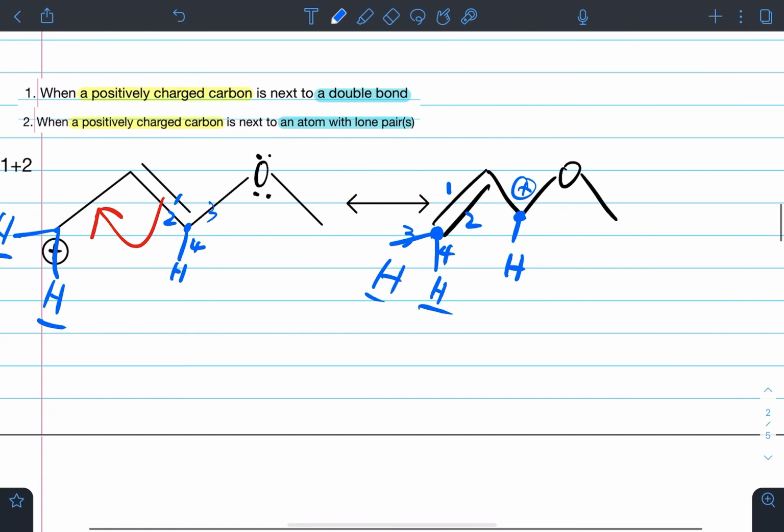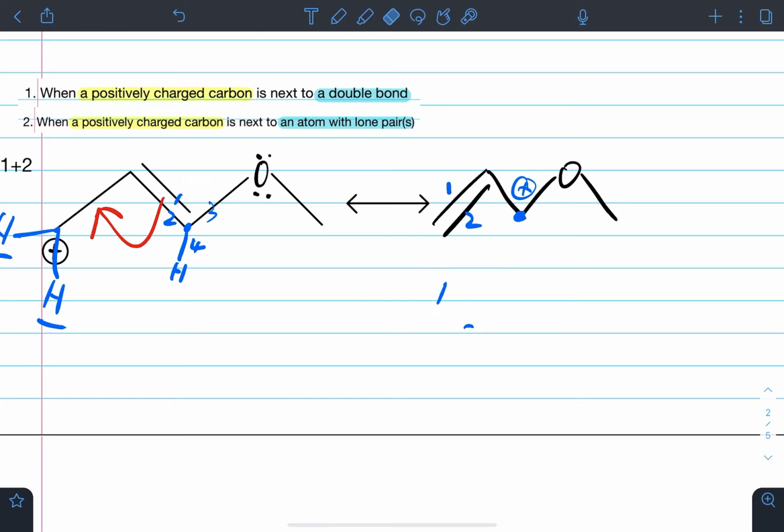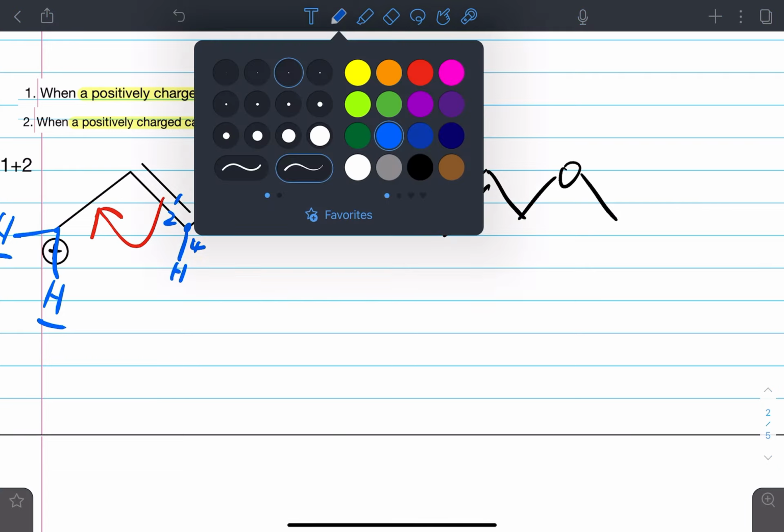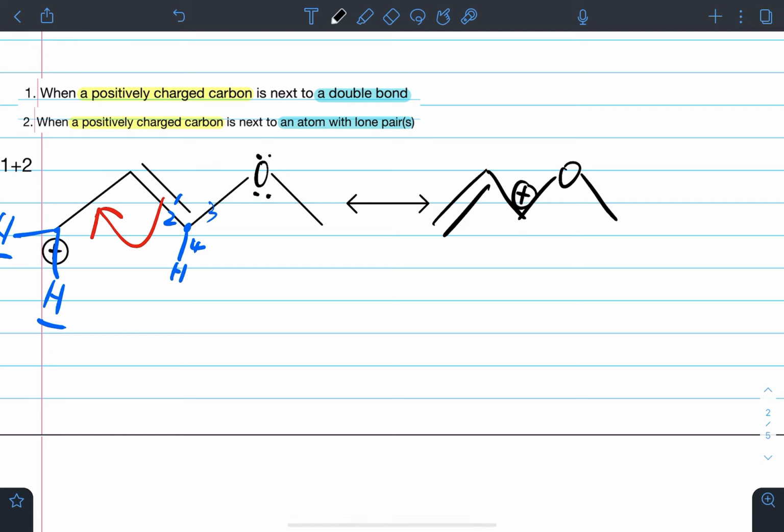Now this carbon, what's my formal charge? 4 minus 4 equals 0. So it is a perfectly neutral carbon. So I don't need to assign any charge to this carbon, okay? So let me delete all the messy stuff and then just give you a clean structure of my resonance structure, okay? This is the first movement that we had.